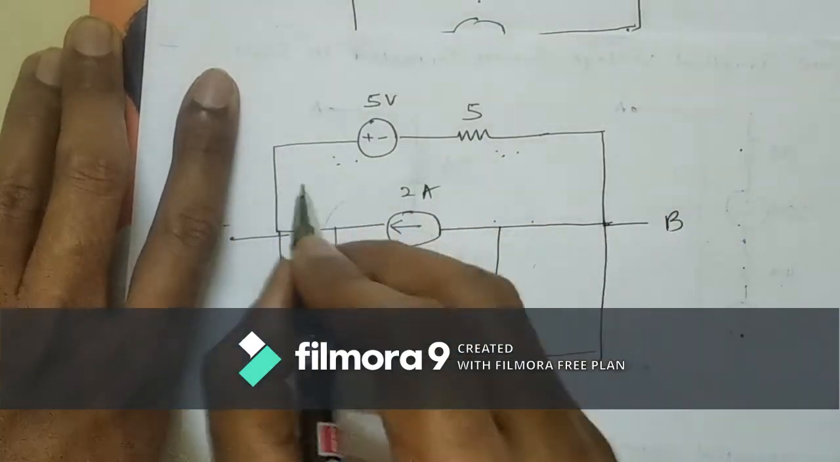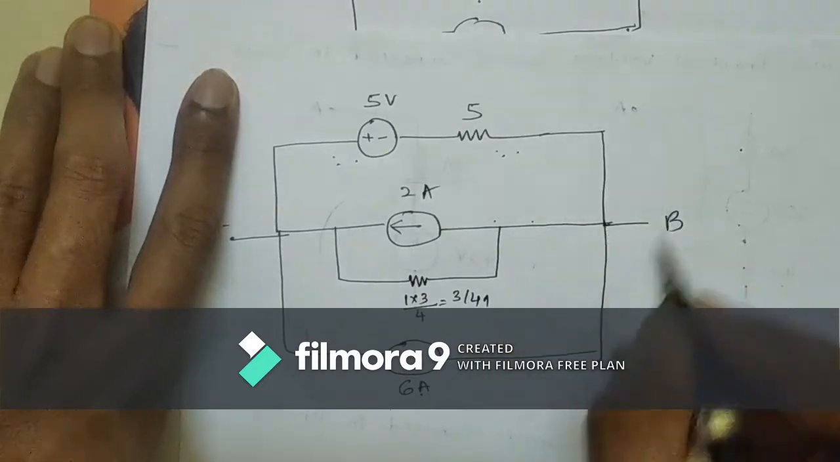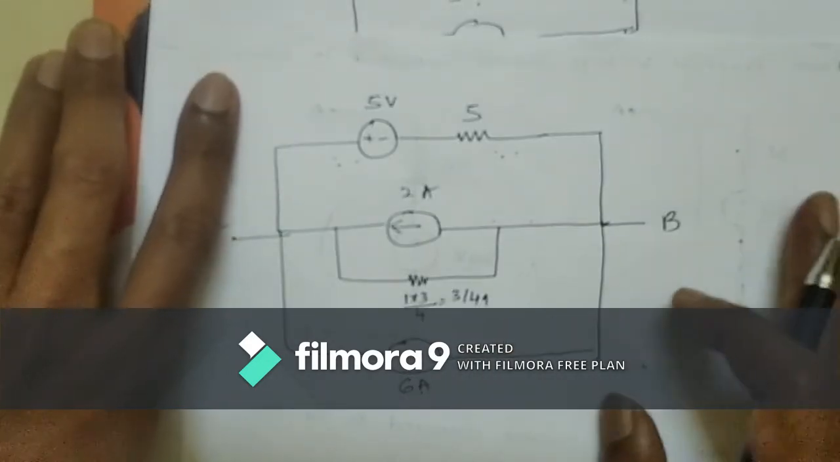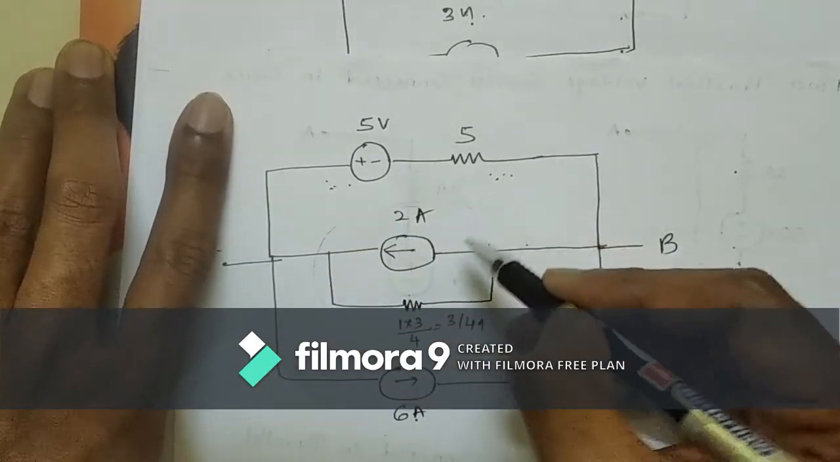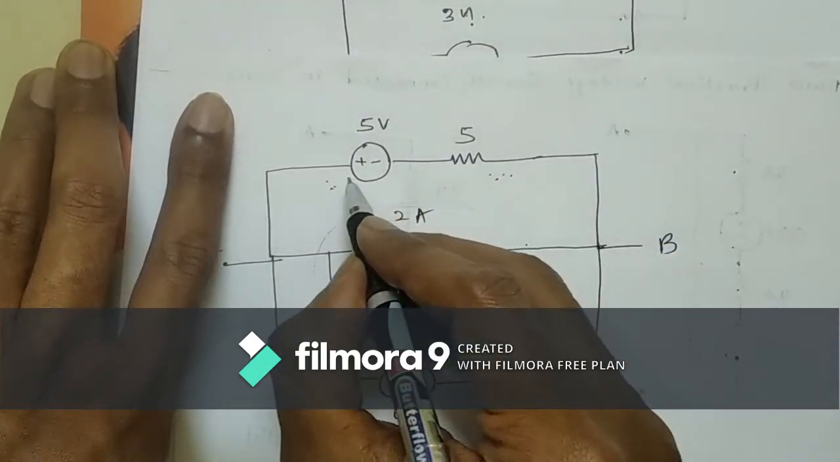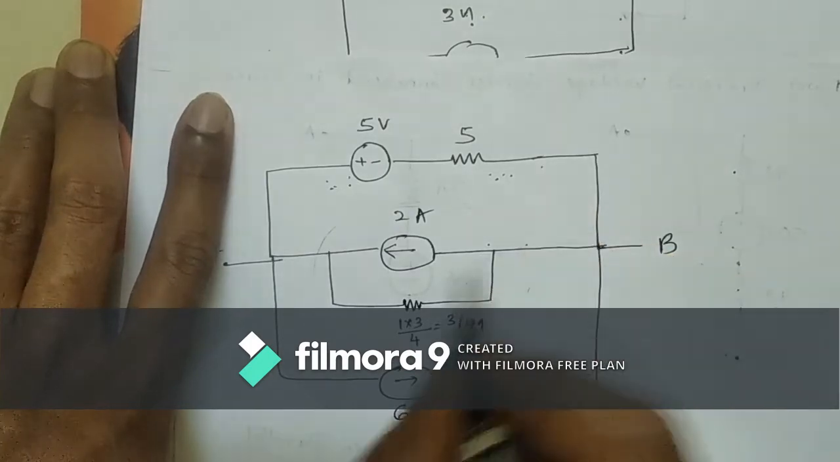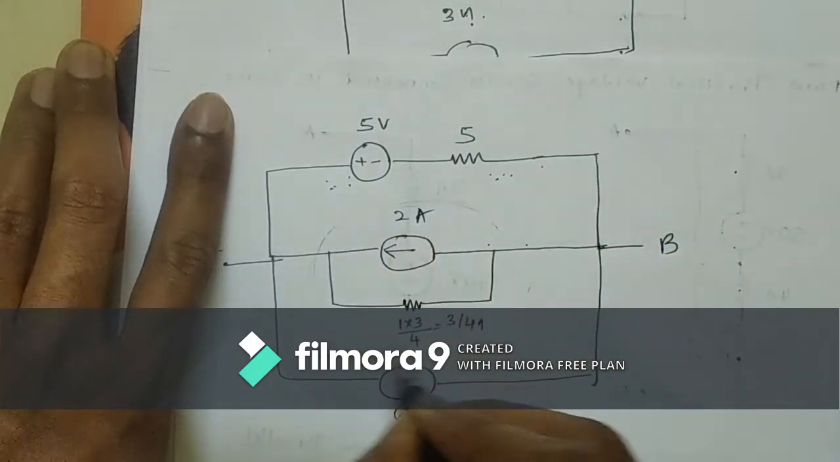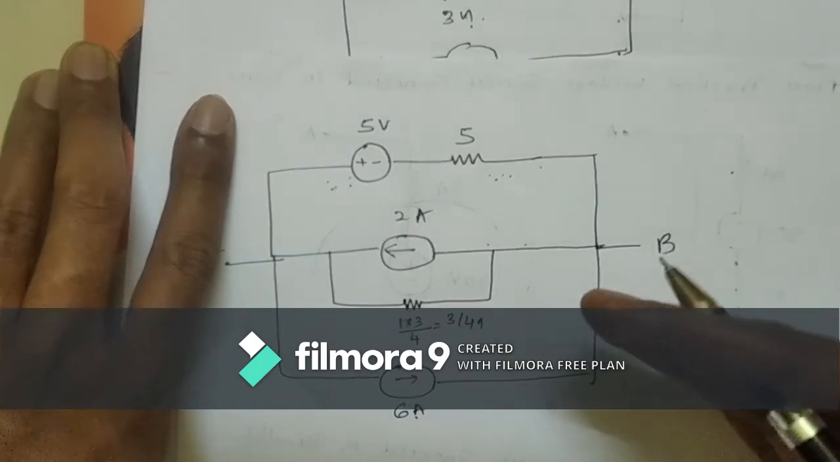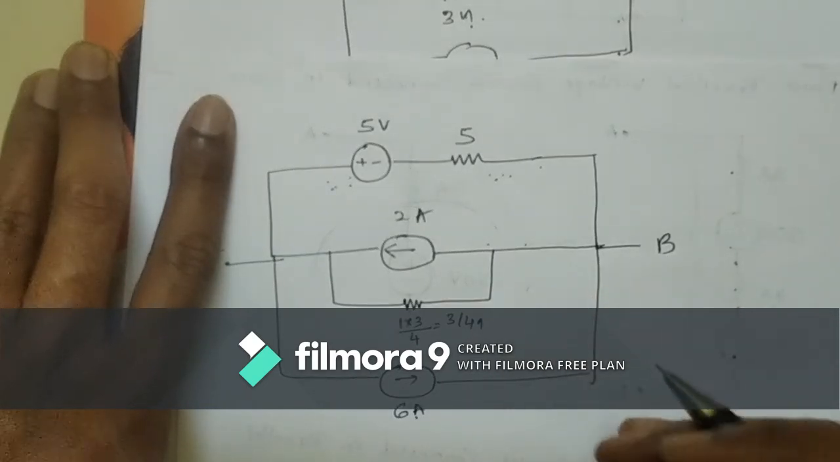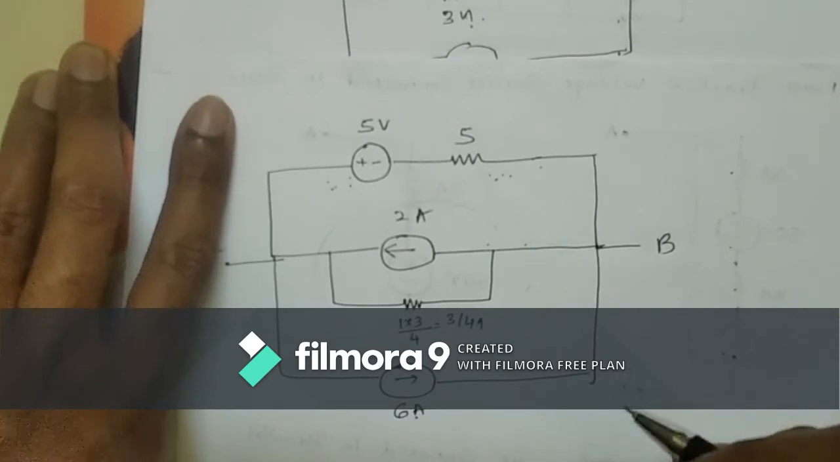And I know that practical voltage sources in parallel are not desirable. But if you convert this practical voltage source into a practical current source, the resultant practical current source will be in parallel with this current source, and it is desirable for me because voltage sources should be in series, and current sources should be in parallel.